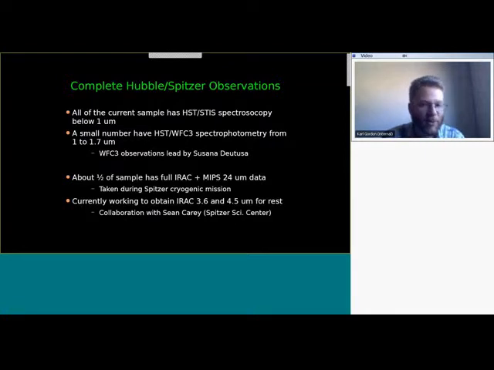In addition, the sample has full IRAC and MIPS 24 micron data taken during Spitzer's cryogenic mission. The cryogen is gone on Spitzer, but we can still get data with the 2 shorter IRAC wavelengths that are still active during the warm mission, 3.6 and 4.5 microns, and this is a collaboration with Carl at the Spitzer Science Center. So that'll help tie the models down so that we not only get the shapes right and remove some of the freedom there, but it also gives us a sure tie to Spitzer observations. So we'll have a very good cross-collaboration between missions.